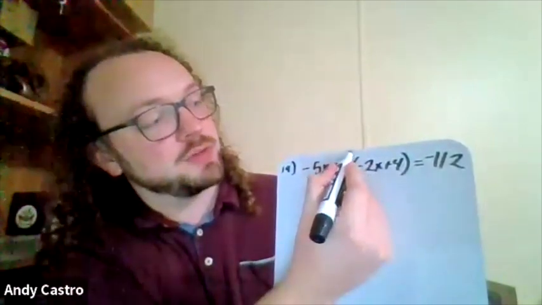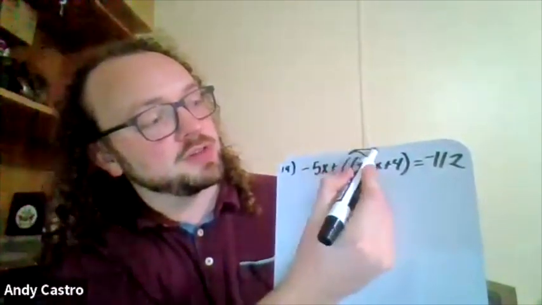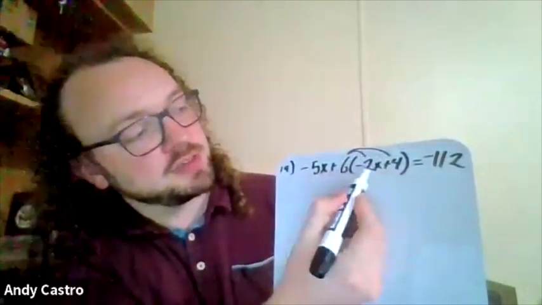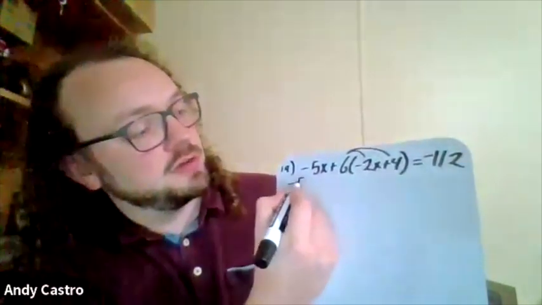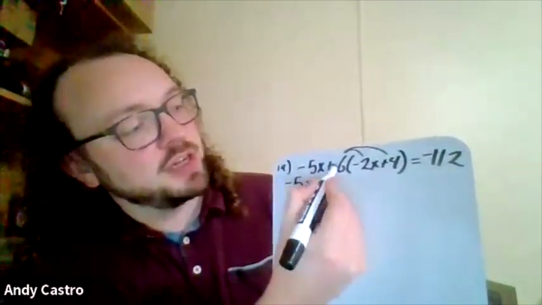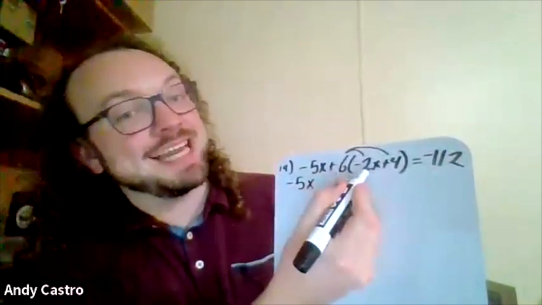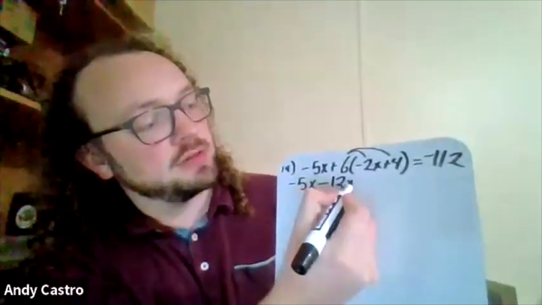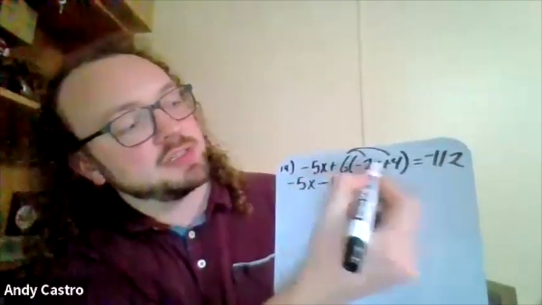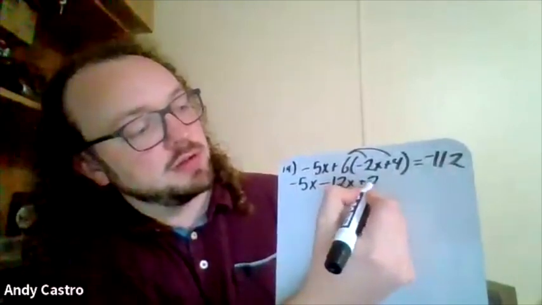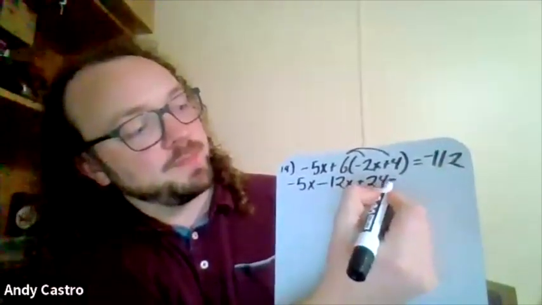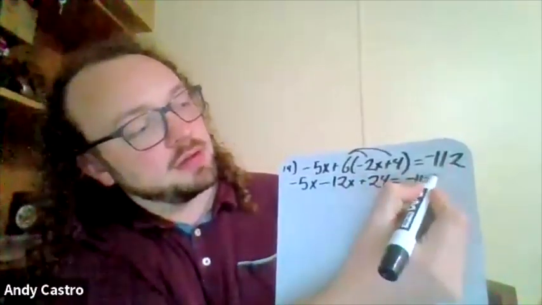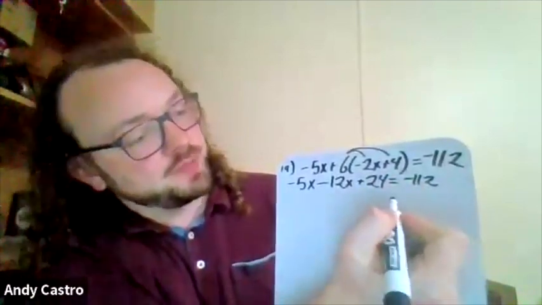So I'm going to do multiplication. So I'm going to distribute this 6 to both of those terms. My minus 5x doesn't change. 6 times -2x is minus 12x. 6 times 4 is 24. And my right side is unchanged.